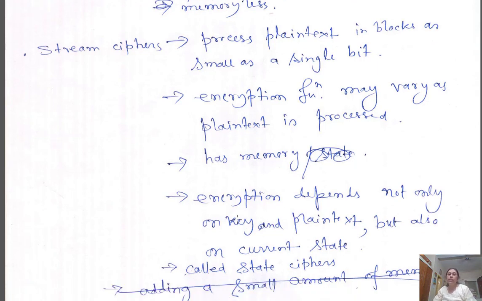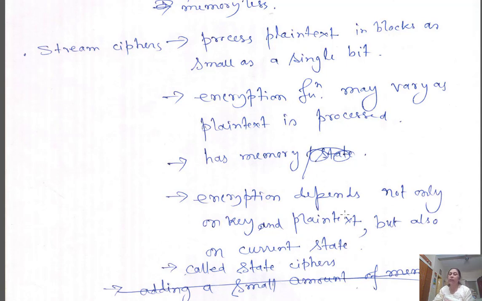Encryption depends not only on key and plain text but also on current state. For example, we have seen that encryption depends on the key stream. When I generate the key stream using an LFSR, the LFSR is holding some initial state, and in the next state it is shifted. So the state is changed. The registers, an M-length LFSR with M registers, mean what is its current state.